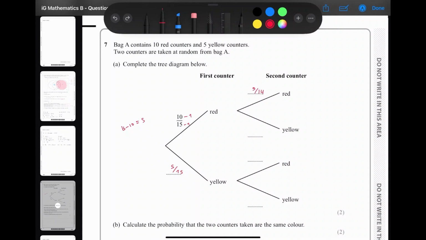For the red plus yellow, we have taken 1 red, so it will minus 1 from bottom, but upper one stays same. For the yellow plus red, we have taken 1 yellow, so it will minus 1 from bottom, but upper one won't change. For the last yellow plus yellow, it will be like the first and minus at both upper and lower from the previous ratio.